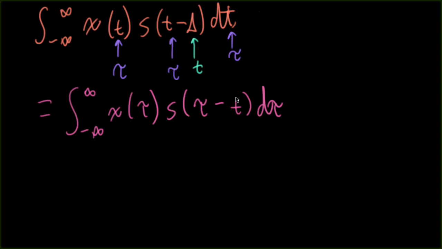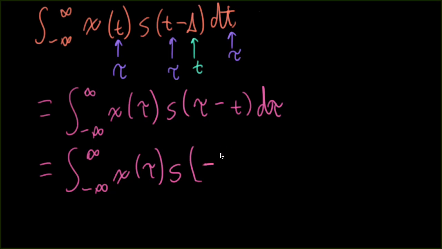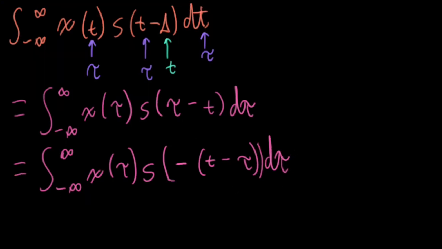minus tau. So let me try to write this a little closer to something that looks more like a convolution. So what I'll do is I'll take s, I'll put a minus here, and then I'll write t minus tau d tau. So these are equalities all the way through. So what do we have here? Well, this looks an awful lot like the convolution of x with s of minus t. So it's the convolution of x with a flipped version of s.